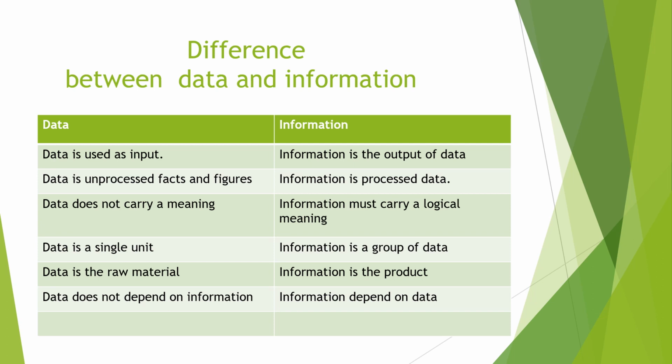Data is a single unit. Information is a group of data. Data is the raw material. Information is the product. Data does not depend on information, but information depends on data.